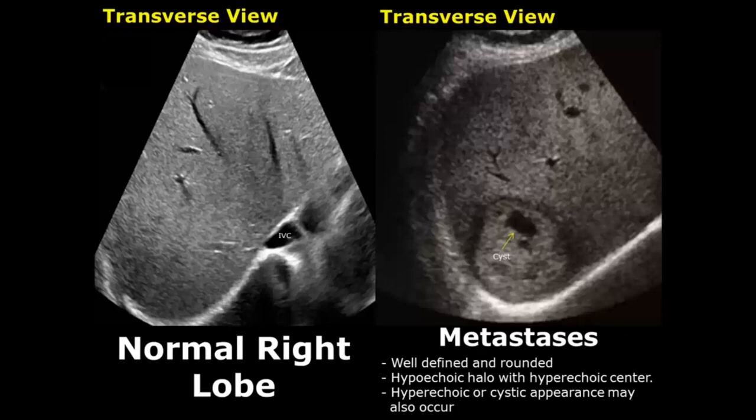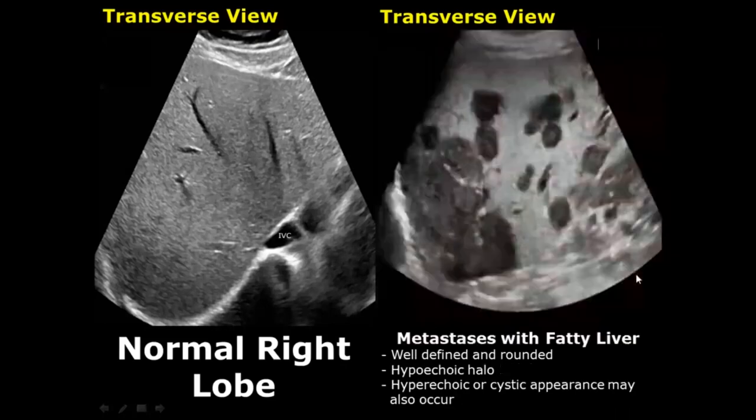Some metastatic lesions can have cystic components as well. Over here we have the hypoechoic halo and a hyperechoic inner region followed by a cystic area in this metastatic lesion. This image shows multiple metastatic lesions along with a fatty liver.